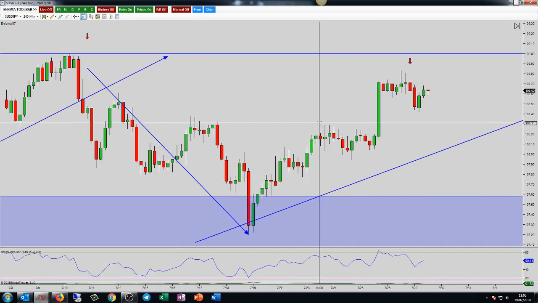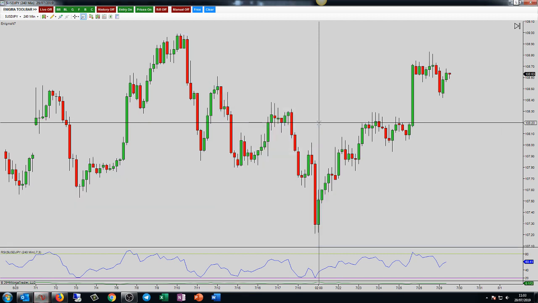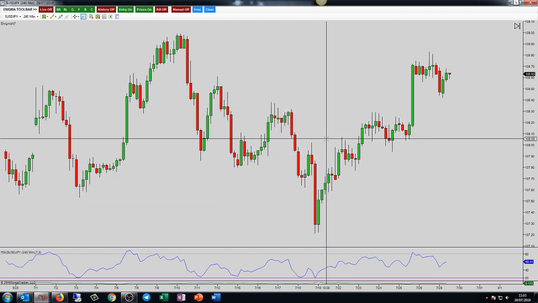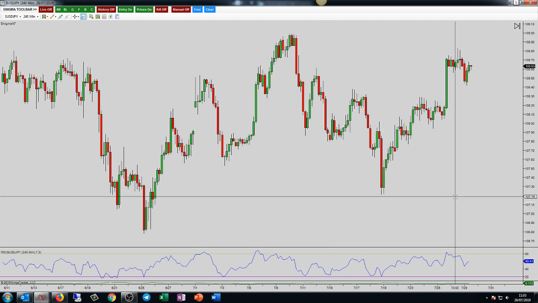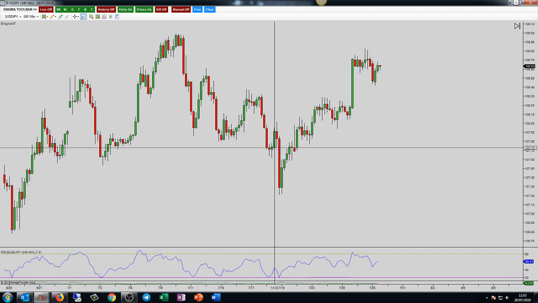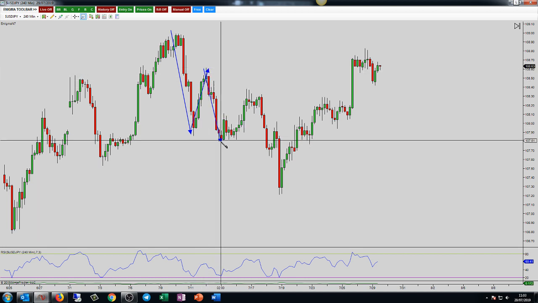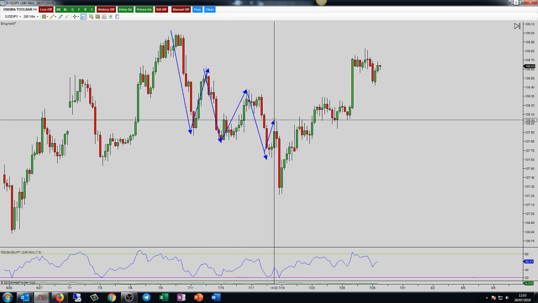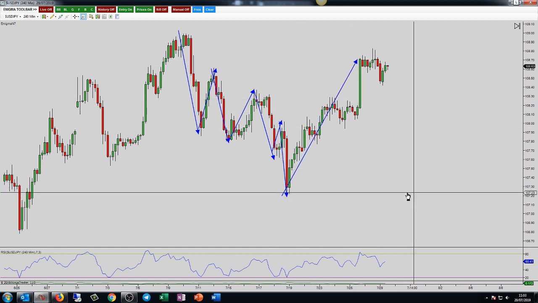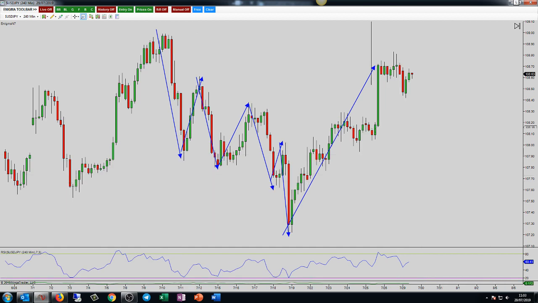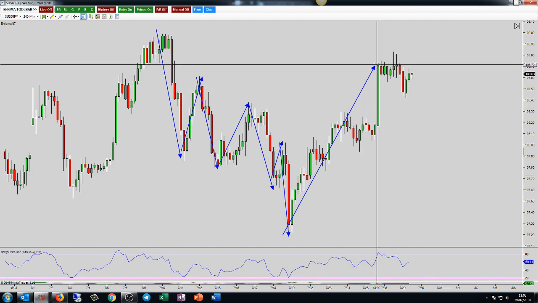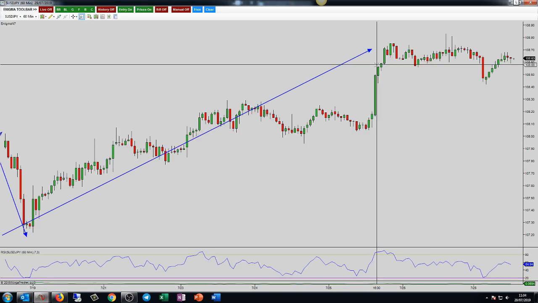Let's look at the 240. And this is very ugly, guys. Very ugly here. So move lower, pull back, move lower, pull back, move lower, pull back, move lower, and then we violated to the upside just here. So let's go and take a look at the 60. Okay.